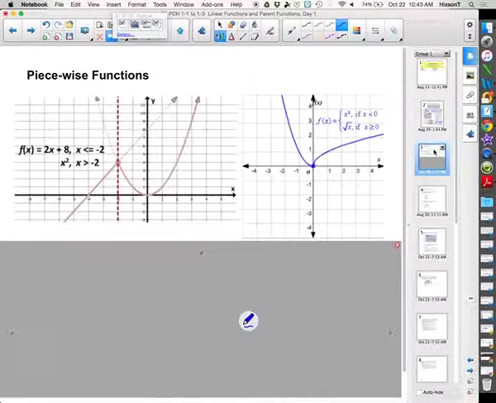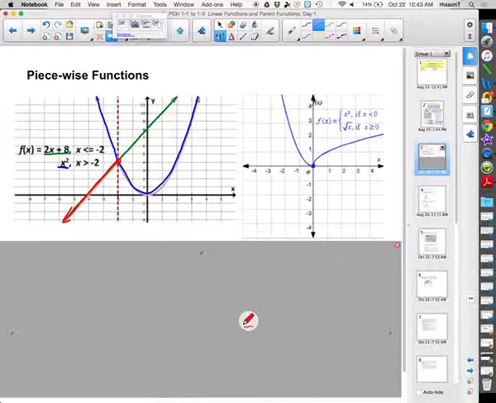A piecewise function is very similar. We have this line right here that is the line 2x plus 8, and we have this parabola right here that is the parabola x squared. However, what our piecewise function is telling us to do is, until you get up to -2, follow the line. So here is everything below -2.